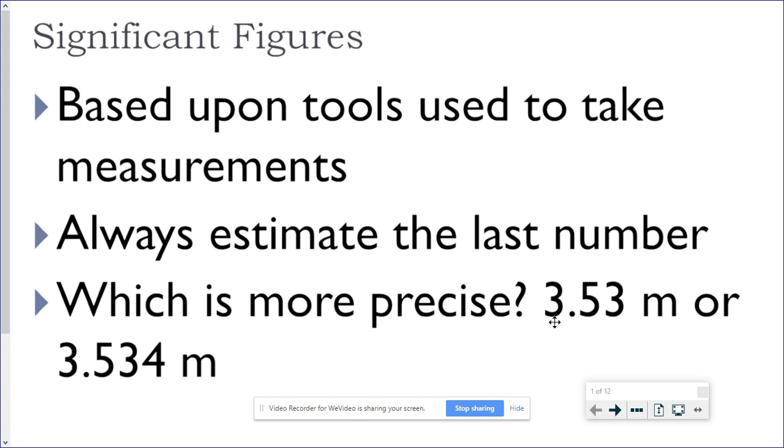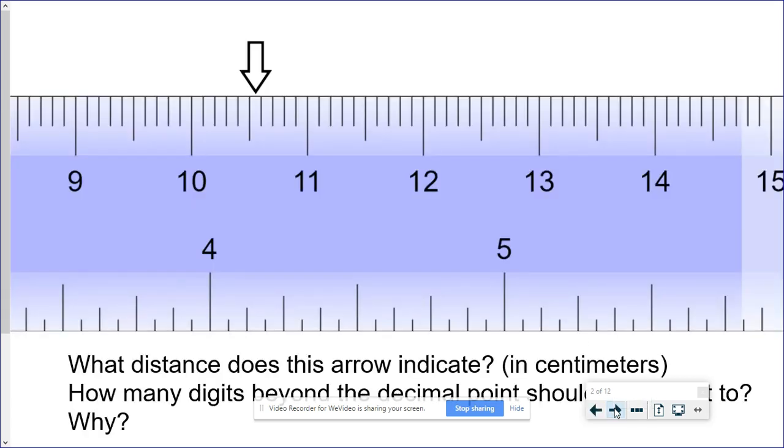So you can see here, we've got two different measurements, 3.53 meters or 3.534 meters. Well, the second one is going to be more precise because we know that they used a ruler that allowed them to get in and it had more divisions on it. So we're able to get the data to a much finer point than we would with the ruler that was used to gather this information. So let's take a look at a couple examples here.